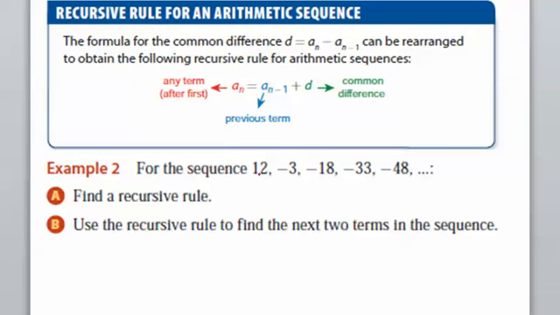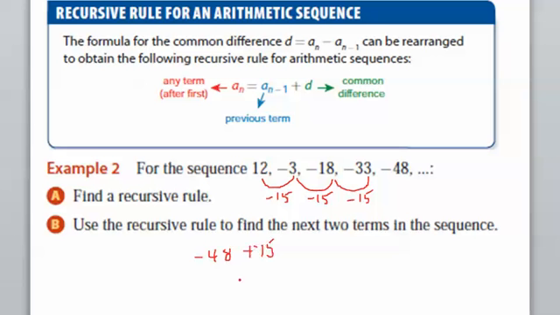Well, that's really simple. I'm going to take negative 3 minus 12, and that's going to give me negative 15. And I'm going to take negative 18 minus a negative 3, that's going to give me a negative 15. And I'm going to take negative 33 minus a negative 18, and it's going to give me a negative 15. Then part B says use the recursive rule to find the next two terms in the sequence. So I'm going to take negative 48 plus a negative 15.